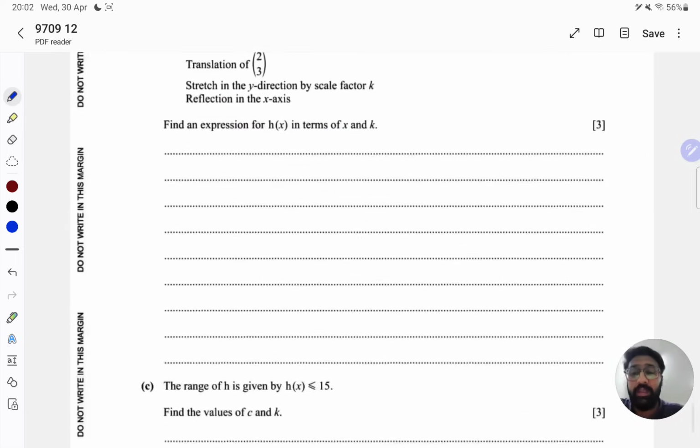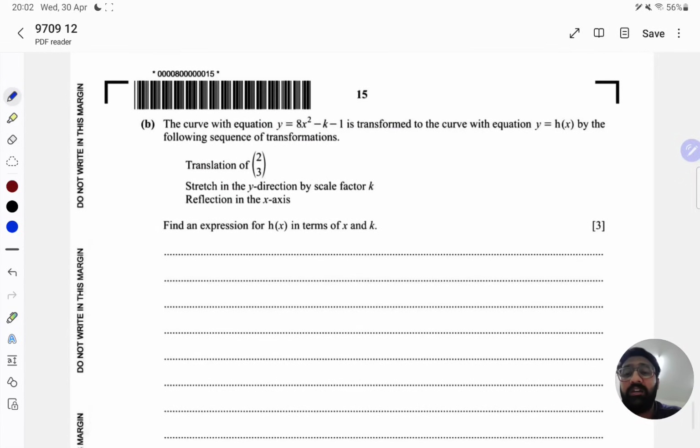Okay, now the next part B, the curve with the equation y is equal to this, we already found, is transformed to a graph with equation y is equal to h of x by the following sequence. So basically this curve is being transformed to another function which is h of x, which is having a translation of this and that. First translation, then stretch in the y direction, and then the reflection in the x axis. We need to find an expression in terms of x and k. So let's do it step by step.